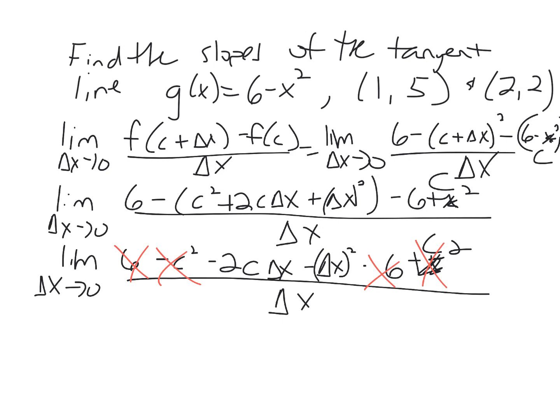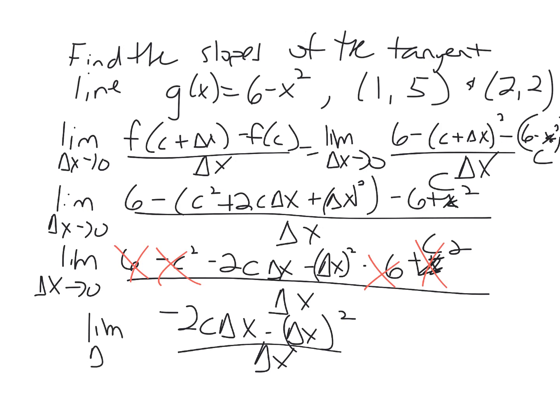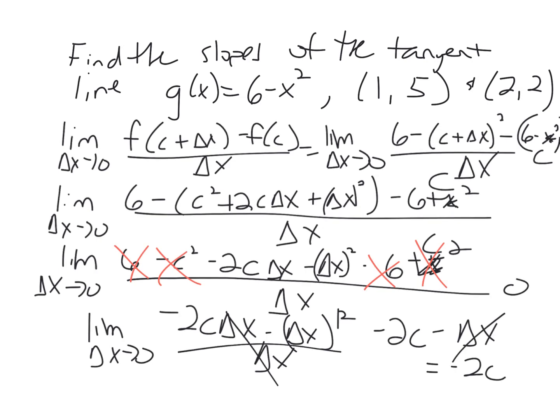So what am I left with? Negative 2c change of x minus change of x squared over change of x. And then we can finally cancel out the change of x's and we get negative 2c minus the change of x. It's the limit as the change of x approaches 0, so this goes to 0, and then I'm left with just negative 2c.